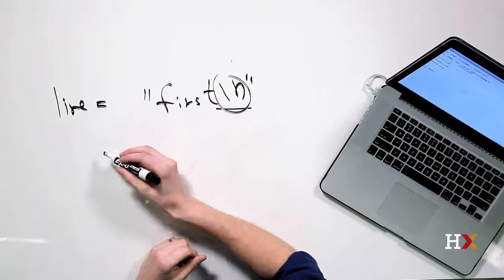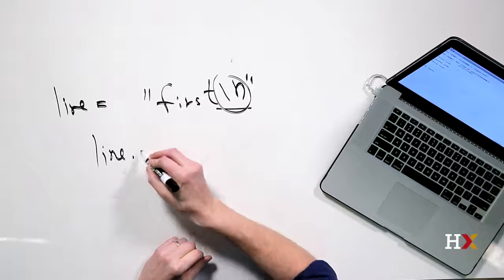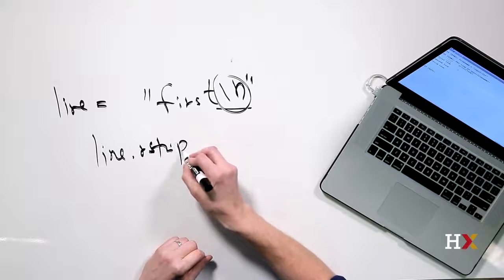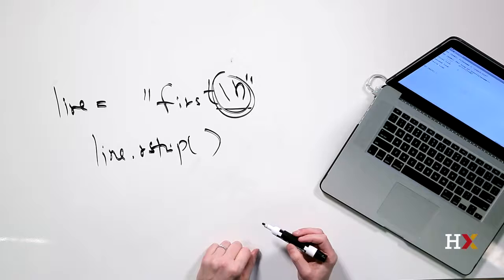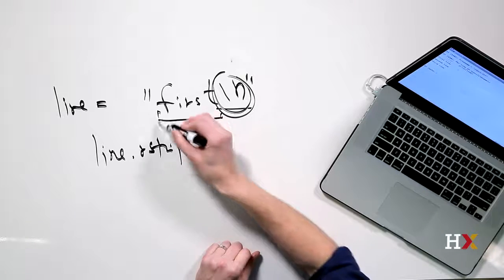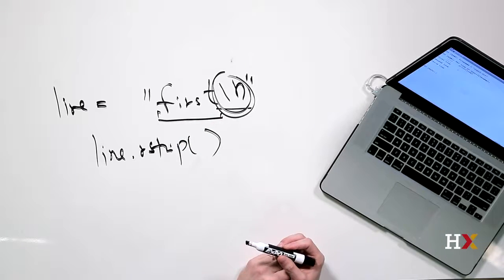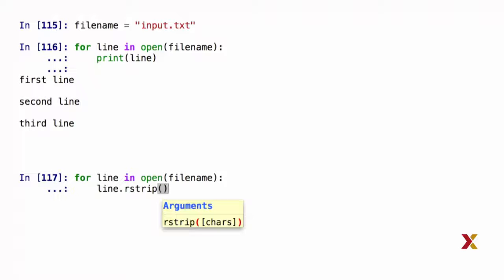If you call line.rstrip, Python extracts the line feed character and leaves you with the first part of the string. Let's try using the rstrip method for strings. The method is called rstrip. I can call it by typing line.rstrip.